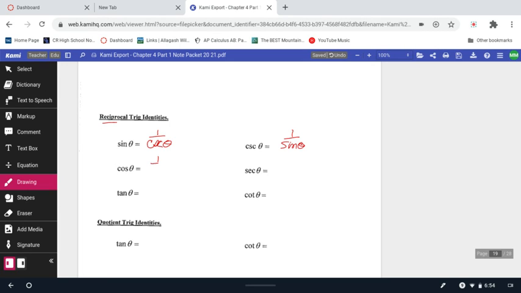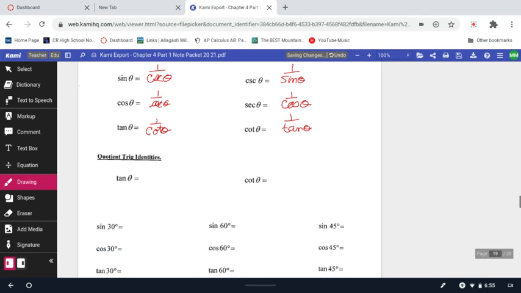So cosine's 1 over secant theta, secant's 1 over cosine theta, tangent is 1 over cotangent theta, and cotangent's 1 over tangent theta. Okay. Now the quotient identities, these are important ones. I guess they're all important, but these pop up a lot.